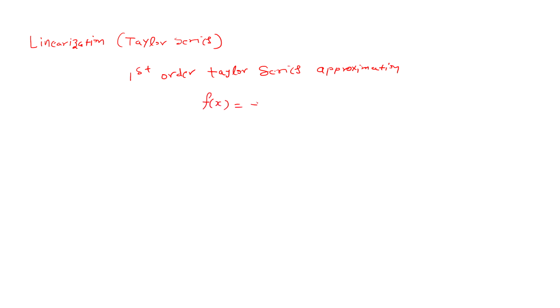In this video we will talk about linearization with the help of Taylor series. The first order Taylor series approximation was f of x is f of x naught plus x minus x naught times f prime of x naught. We will take the help of this first order approximation to write down the linearized form of any function.